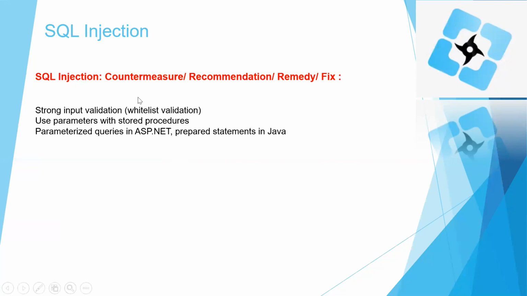So what are the countermeasures, recommendations, remedy, fix? All are the same for SQL injection vulnerability. First thing is, user-supplied untrusted data should not be accepted, so it has to be validated. Strong input validation and whitelist validation have to be used. Apart from that, we have to use parameters with stored procedures. These will help protect the application from being vulnerable to SQL injections. In ASP.NET we call it parameterized queries, and in Java we call it prepared statements.